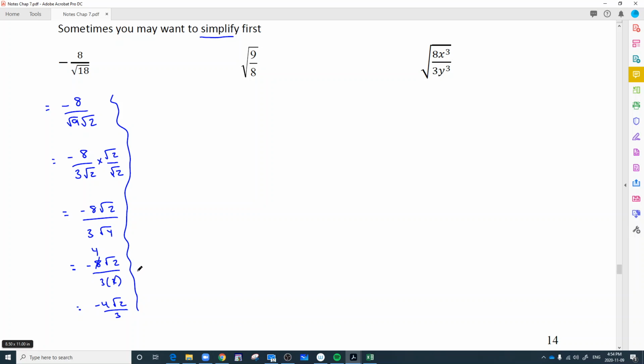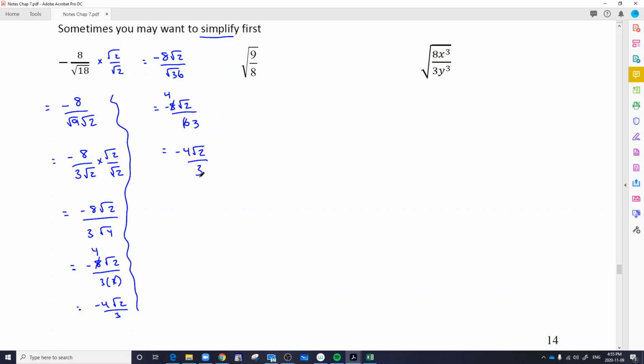Option number two is that you can multiply by whatever you want. So you could multiply by something that would turn 18 into a perfect square. So for example, if I do 18 times 2, it's 36. So what if I took this expression and I multiplied it by root 2 over root 2? Then I would get -8 root 2 all over root 36. So then I could say, okay, -8 root 2 all over square root of 36 is 6. And now I can simplify my rational numbers. 8 divided by 2 is 4. 6 divided by 2 is 3. You get -4 root 2 over 3.